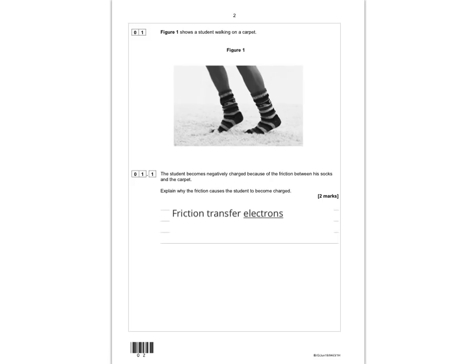So remember, with any electrical charge, it's always the movement of electrons that's important. You have to have the term electrons to get this mark. The student becomes negatively charged, it tells us here. So if the student becomes negatively charged, he's gaining electrons, because electrons are a negative charge, therefore they're moving on to the student. So the second mark is for saying that the electrons move from the carpet onto the student, and that is why the student becomes negatively charged.